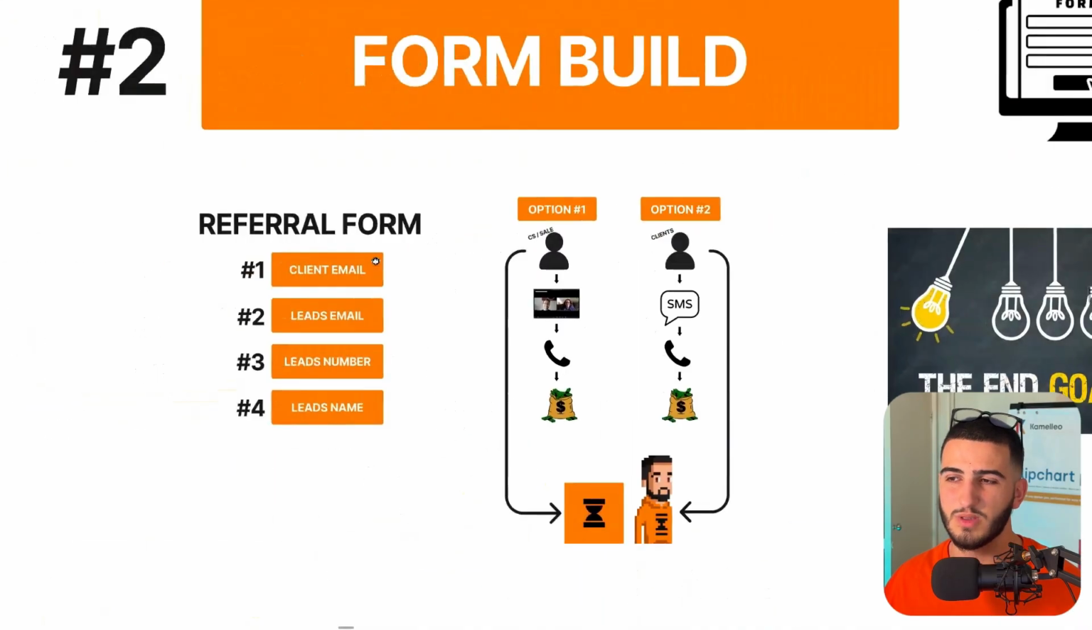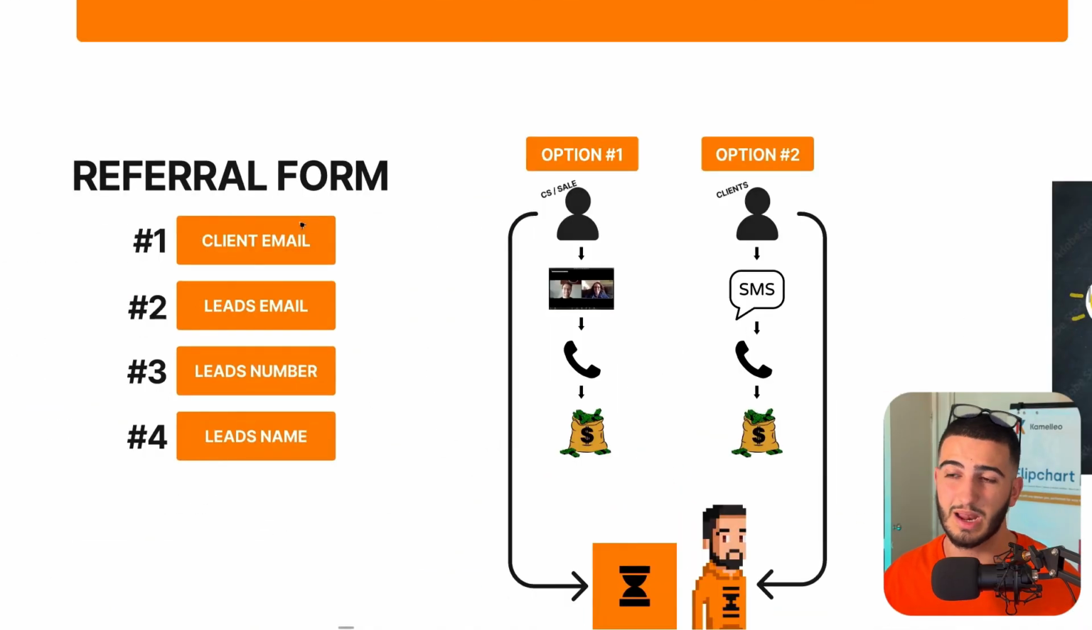So the referral form is very, very simple, guys. All we're doing is collecting 4 different pieces of information: the client email, the lead's email, the lead's number, and the lead's name. Once again, in using this form and the different automations we're going to set up, you're going to be able to use this, whether it's your customer success managers or your sales guys adding the referrals themselves, or your client just adding the referrals and actually sending them to you through using a form.